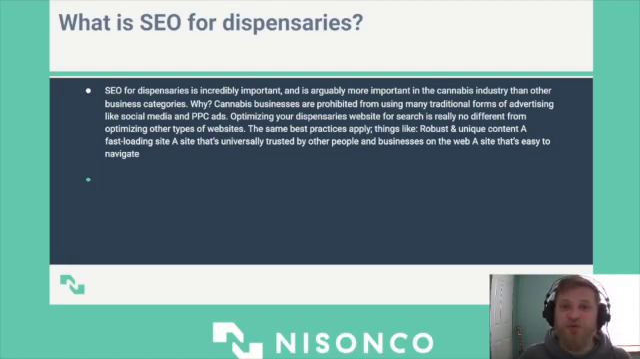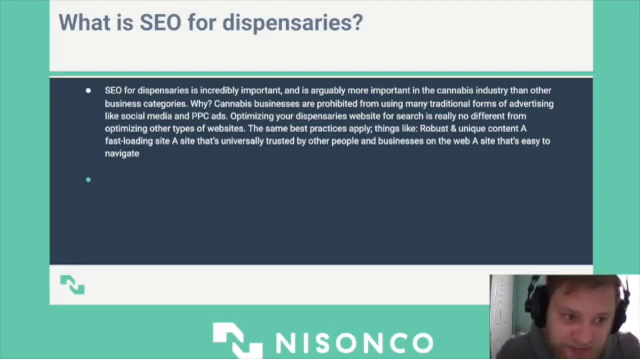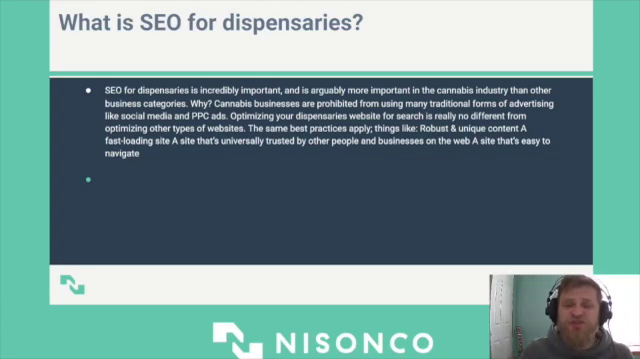So what does this mean for actual dispensaries? SEO for dispensaries is super important, arguably one of the most important types of marketing in the cannabis industry. Why? Well, that's because cannabis businesses right now are prohibited from using any traditional forms of advertising, like social media and PPC ads. You can't run ads. There are maybe certain gray areas that you can try, but you'll most likely get banned, and you don't want to do that. So optimizing your dispensary's website for search is no different than optimizing any other type of website.